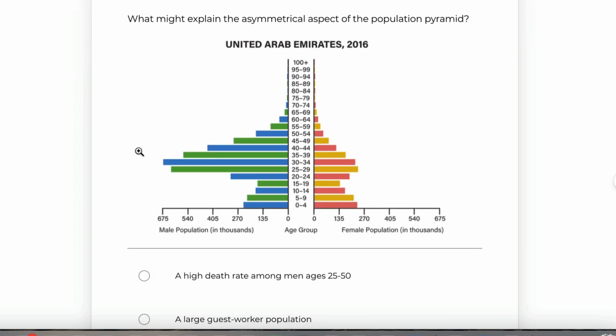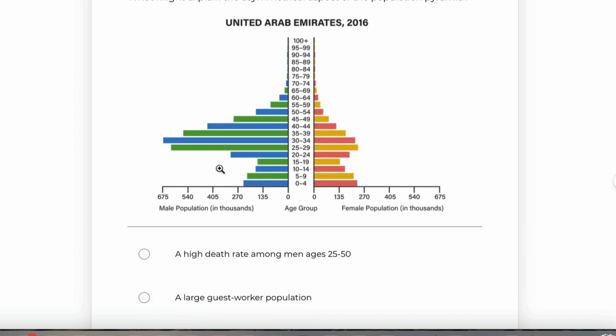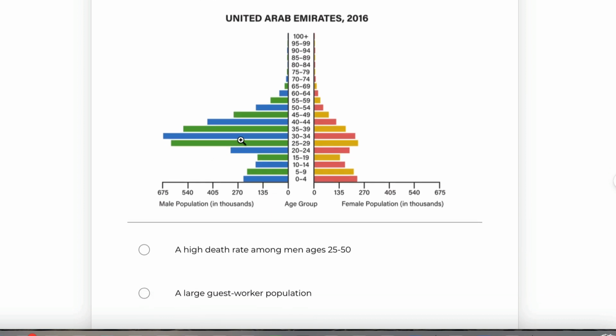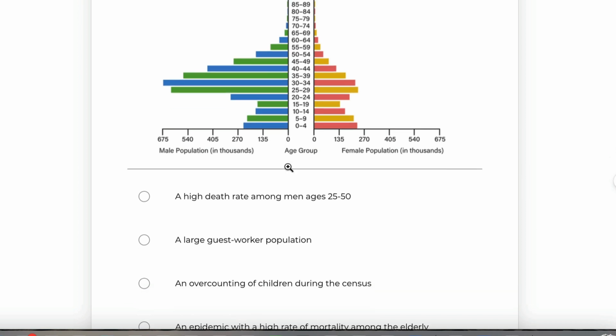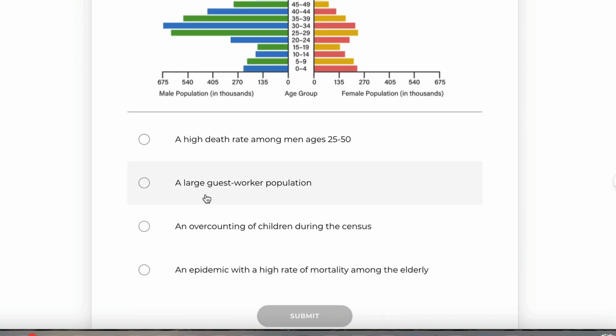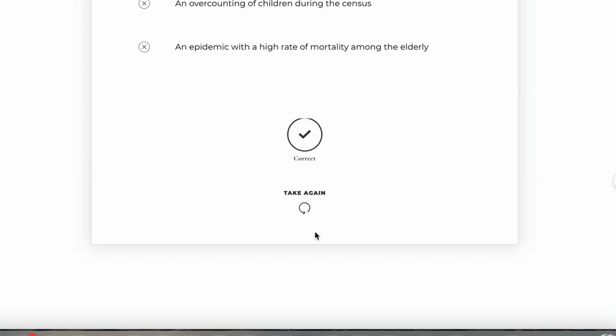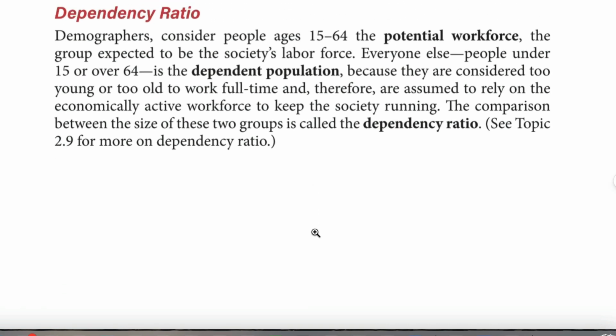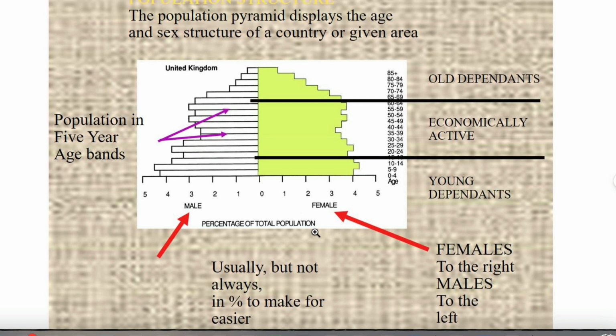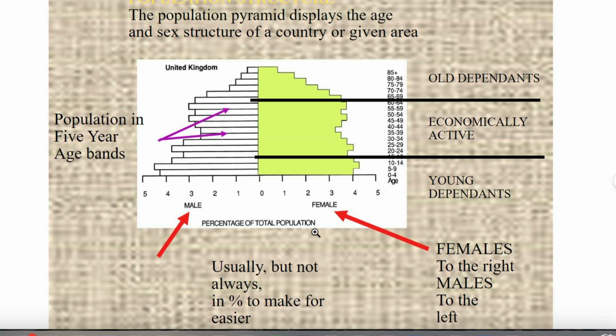And then, if we look at this, what might explain why this is so asymmetrical? So we're not just looking at the shape, we're asking, what is this crazy thing here? It looks like a really high population of men in their working years. So again, probably a large guest worker population. So really, it's just a matter of putting it all together.